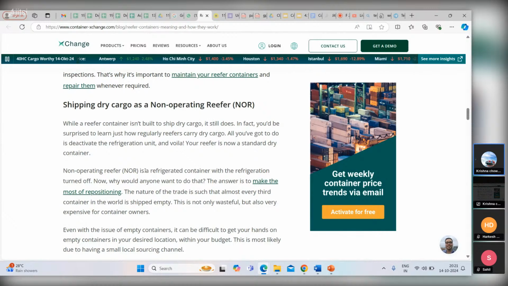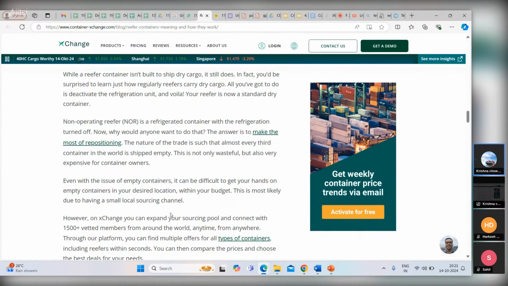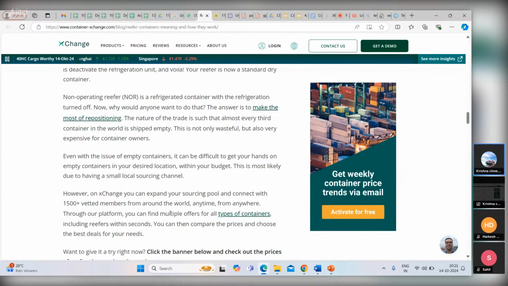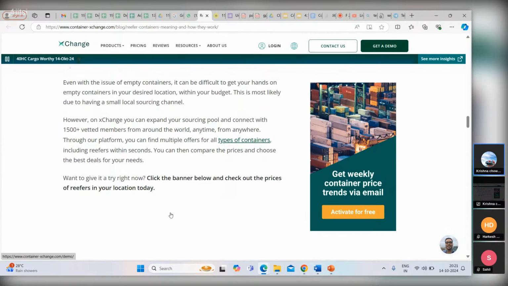Even with the issue of empty containers, it can be difficult to get hold of empty containers in your desired location within your budget. This is most likely due to having a small local sourcing channel. So if you want to transport something, getting the type and size of container wherever you are is not as easy as Amazon. But you have different companies, like exchanges, that you can use.